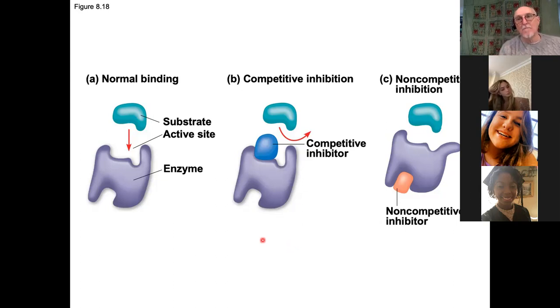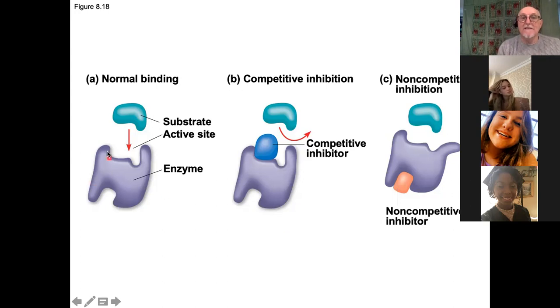The first is called competitive inhibition. This is not a way that the cell uses to control its own enzymes. This is a way to poison a cell. This is a way to poison an enzyme from outside and stop it from working.